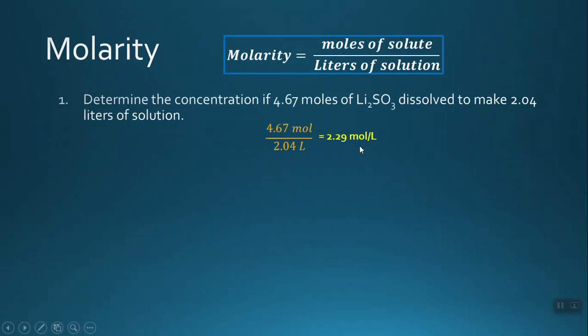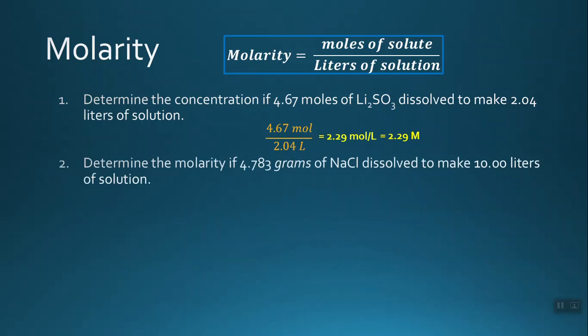Now, in terms of units, you could write moles per liter like this, but this is also simply capital M. So moles per liter and capital M are the same exact units, right? By definition, molarity is moles per liter. So again, you can use either unit.